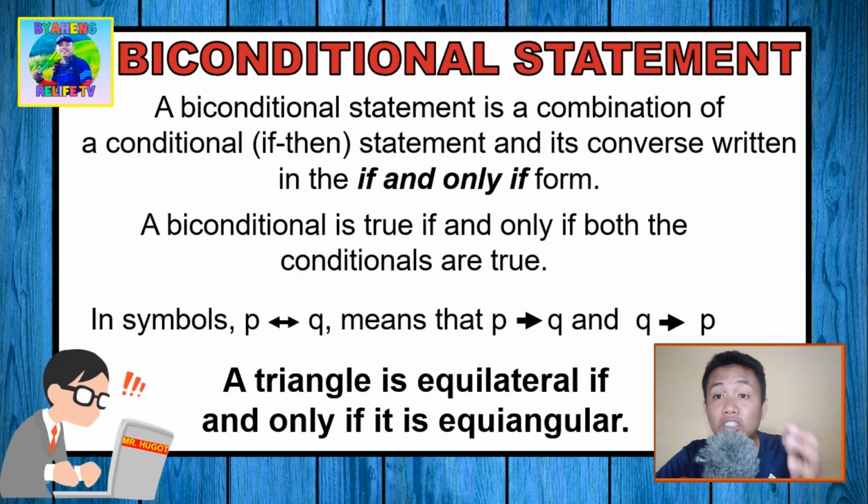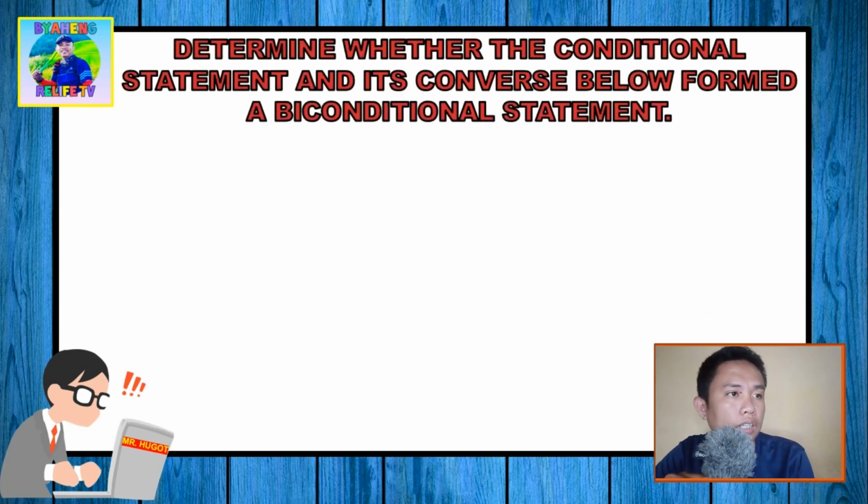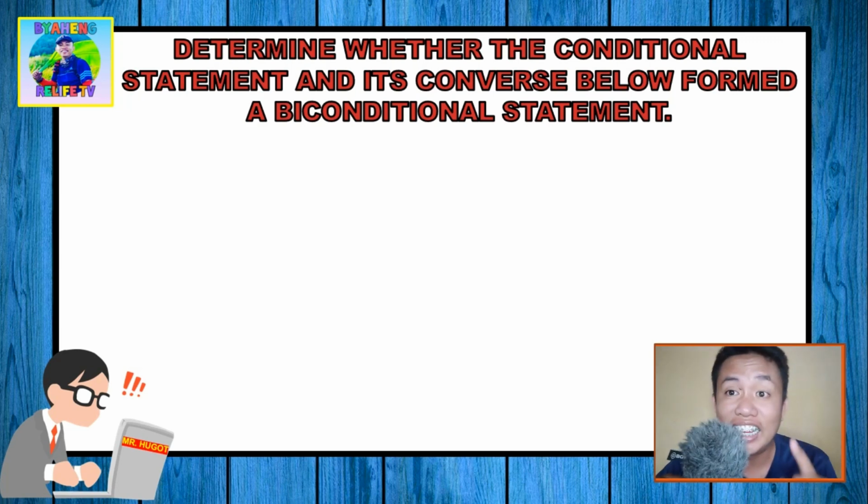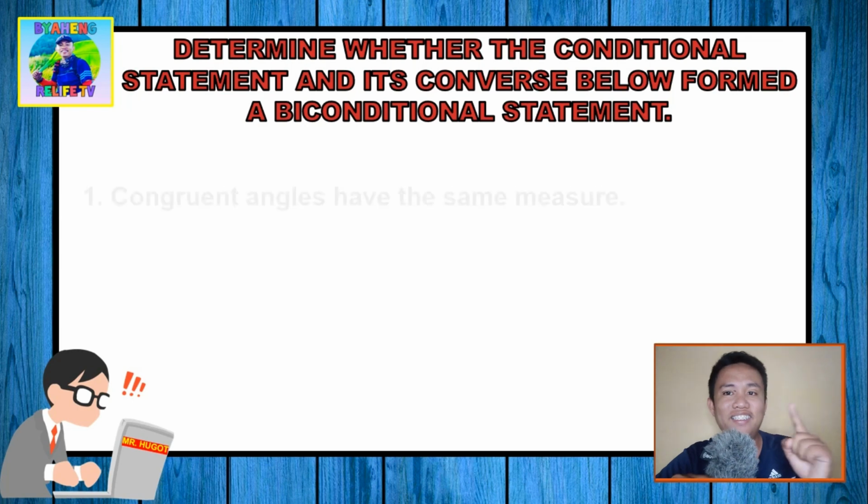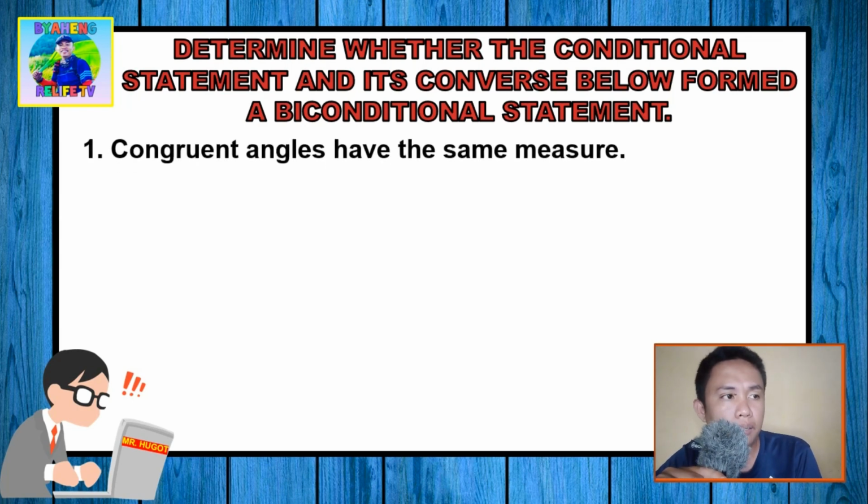Now, let's try to determine other examples of if and only if statement o biconditional statement based sa ating mga given example. So, for our example, guys, so bibigay tayo ng conditional statement tapos hanapin natin yung converse nito at alamin natin kung sila ba ay isang biconditional statement. Kung sila ay biconditional statement, syempre, gagawa tayo ng isang example. Okay? Let's have our example number 1.